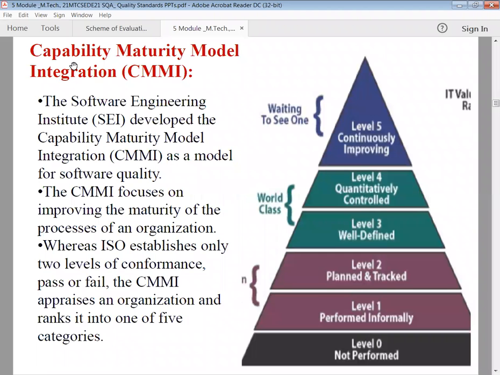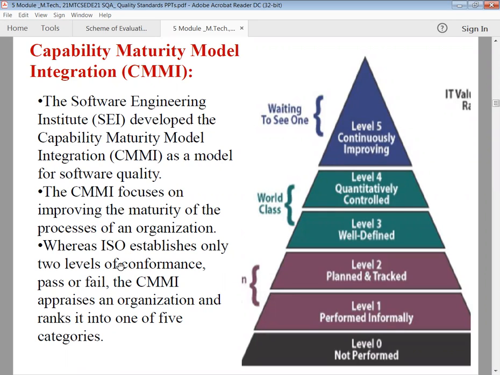So if you take CMM, it is also a standardizing method. It's abbreviated as Capability Maturity Model, and also called Capability Maturity Model Integration. The Software Engineering Institute, SEI, developed the Capability Maturity Model Integration, CMMI model for software quality. So if you want to measure the quality of a software, we can make use of the CMMI model. The CMMI model focuses on improving the maturity of the processes of an organization. So if you are following the CMMI model, then it will automatically improve the organization processes.